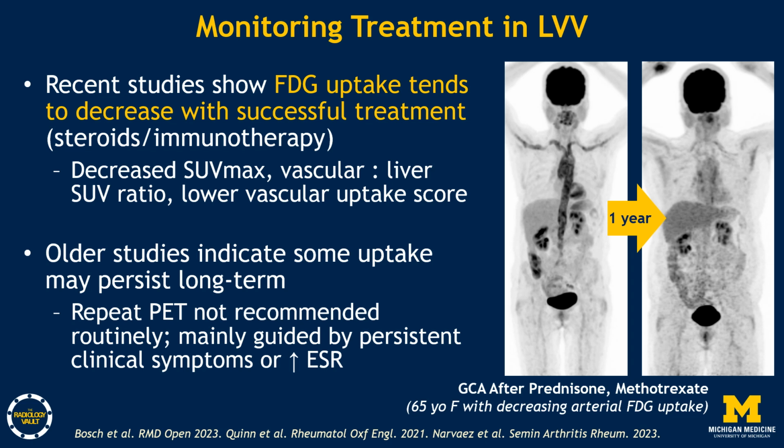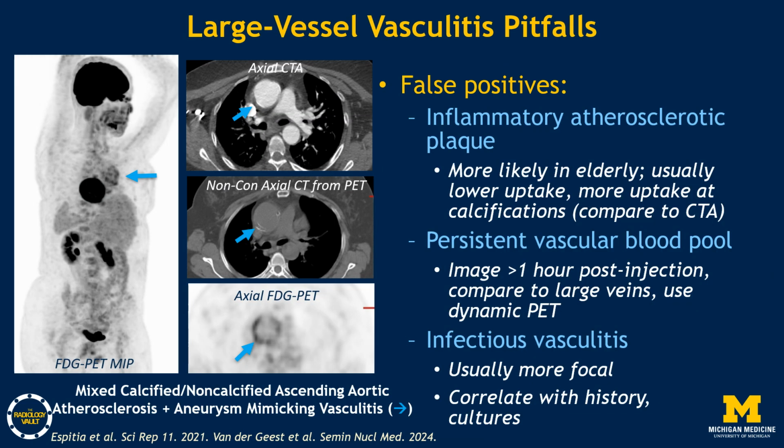Typically, routine follow-up PET scans are not obtained in patients because some vascular uptake can persist over time, although in general, with successful treatment, vessel wall uptake does tend to decrease over time. But typically, these should only be obtained if there's concern for worsening symptoms. What about some major pitfalls?